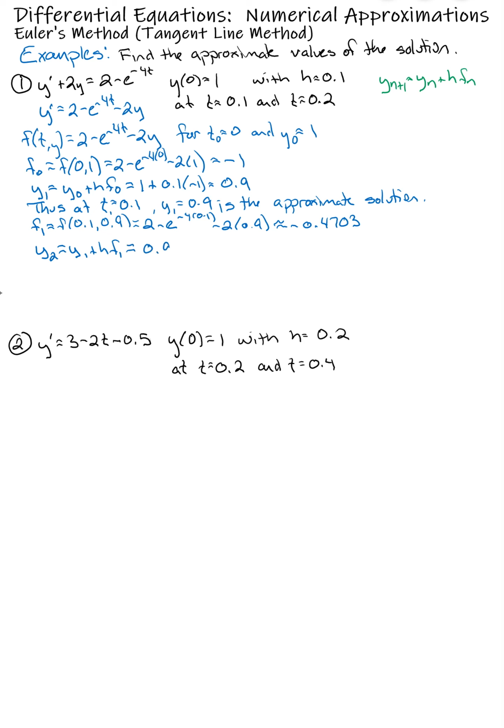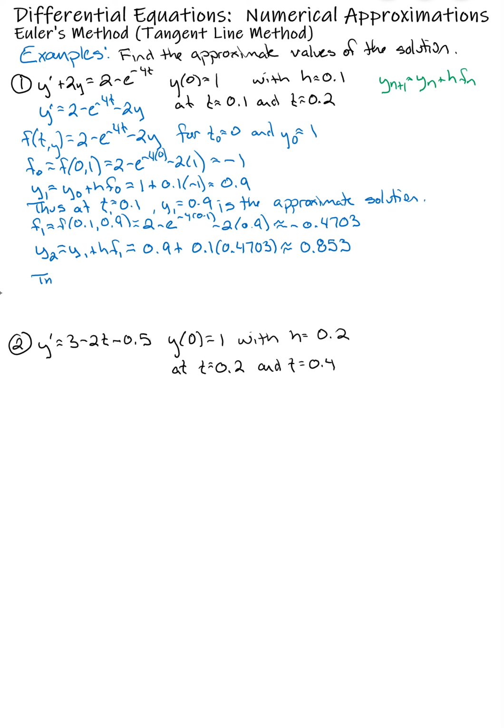y1 is 9/10 plus h, which is 1/10, times that f1 value, which is 4,703/10,000. Again, we can get a decimal approximation for that. Using a calculator, we get 0.8853. Actually, I guess we could just round it to 853 thousandths.